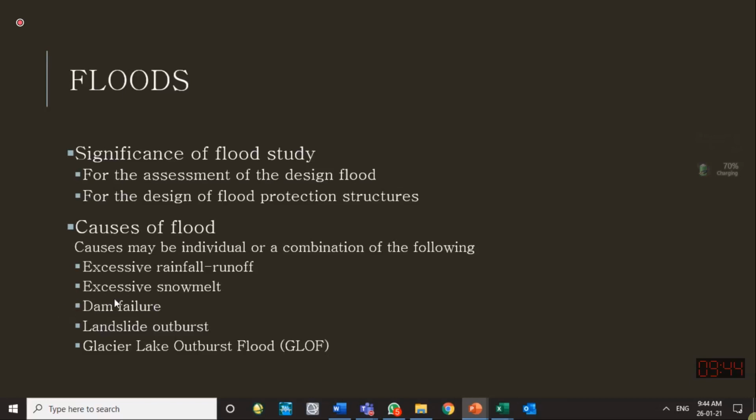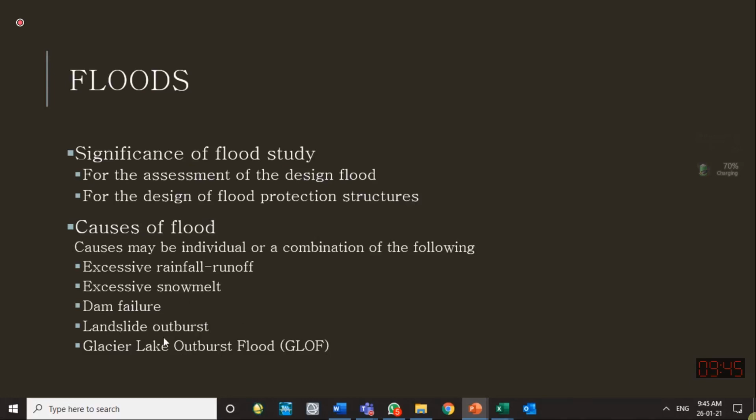Dam failure causes huge flooding in the riverine area, in the river area. Dam failures or dam breaches, we call them, and special kinds of studies are carried out in case of design of the dam. They carry out dam break analysis also. So for that, they assume a certain dam failure event, and then they generate the flow out of that broken dam, and then they route it downstream to know how much flooding will be caused.